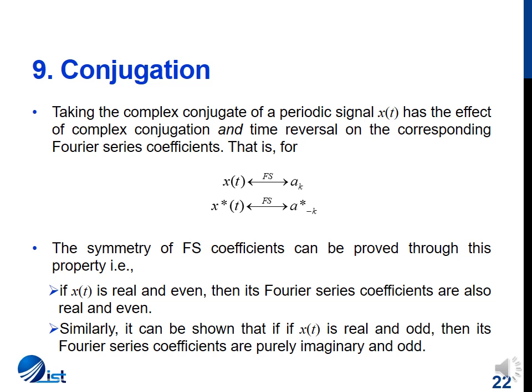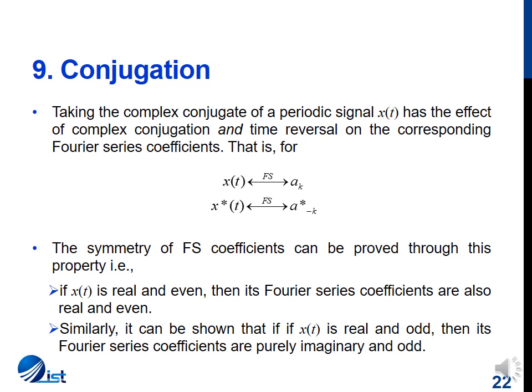If x of t is a complex periodic signal and we take its complex conjugate, then the Fourier series for this complex conjugate will be the complex conjugate of the ak coefficients as well as a flipped version of the ak coefficients. So there will be a conjugate of a minus k. So first you will flip a of k to form a of minus k, and then you will take the conjugate. But as I've told you, in the signals and systems course you will not be given any complex signals.